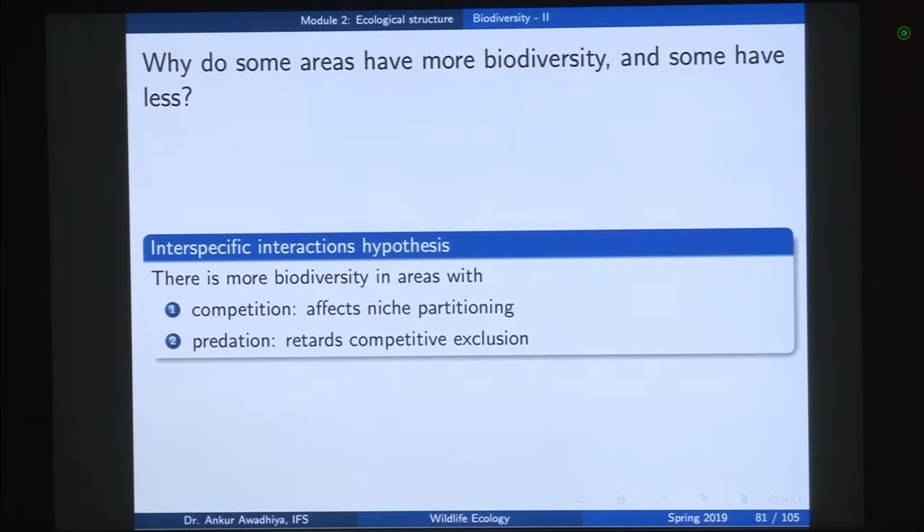So, predation can also increase the amount of biodiversity that we have in the system, which is also food for thought on why we require tigers in our forests, because tigers are predators and they keep the system in check, but we will look into it in greater detail in one of the other lectures.